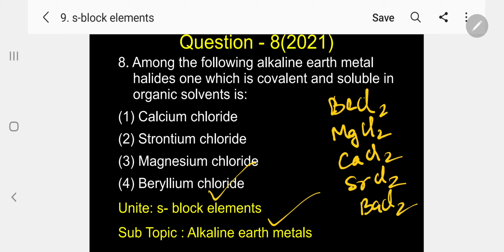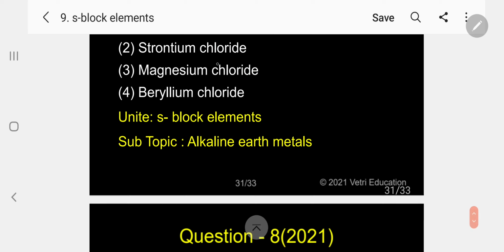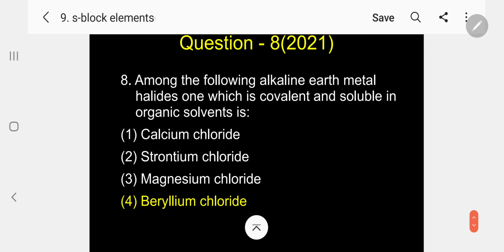Kindly follow. Among these, you will let me tick only the ones included. Calcium chloride is in the question. Strontium chloride is in the question. Magnesium is in the question. Beryllium. So the first four, they are omitting barium. So barium is not coming in the category. Among the four, the question is which is more covalent? The answer is very simple. Let me explain now. Kindly follow. So the answer is beryllium chloride.